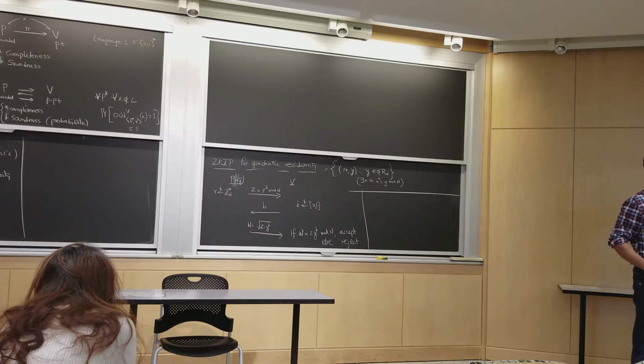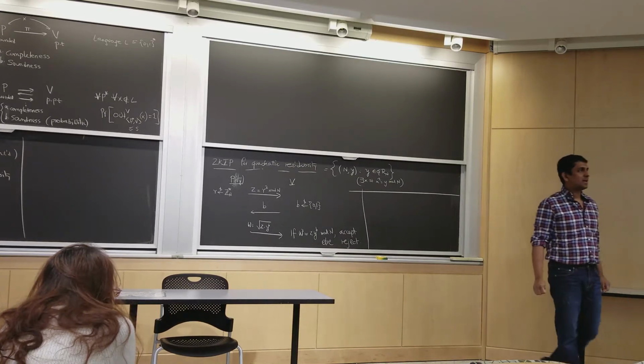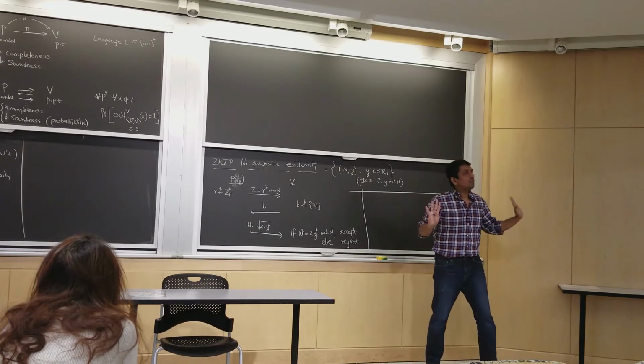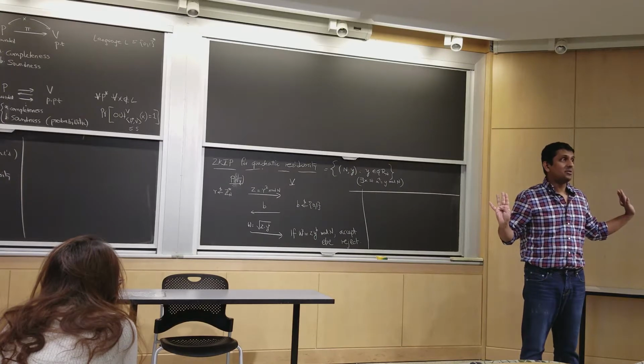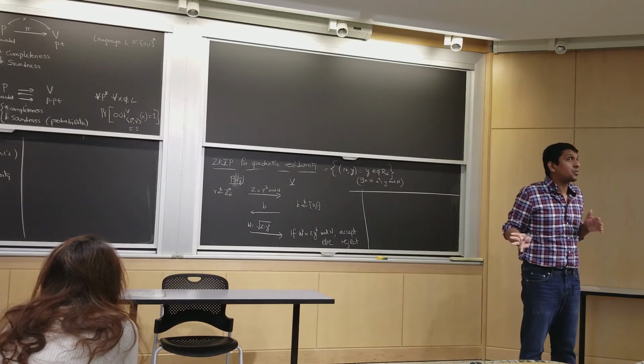Is it sound? Let's think about it. What if he always picks 0? Is that sound? Sound meaning, if y is not a square, the verifier should not accept.